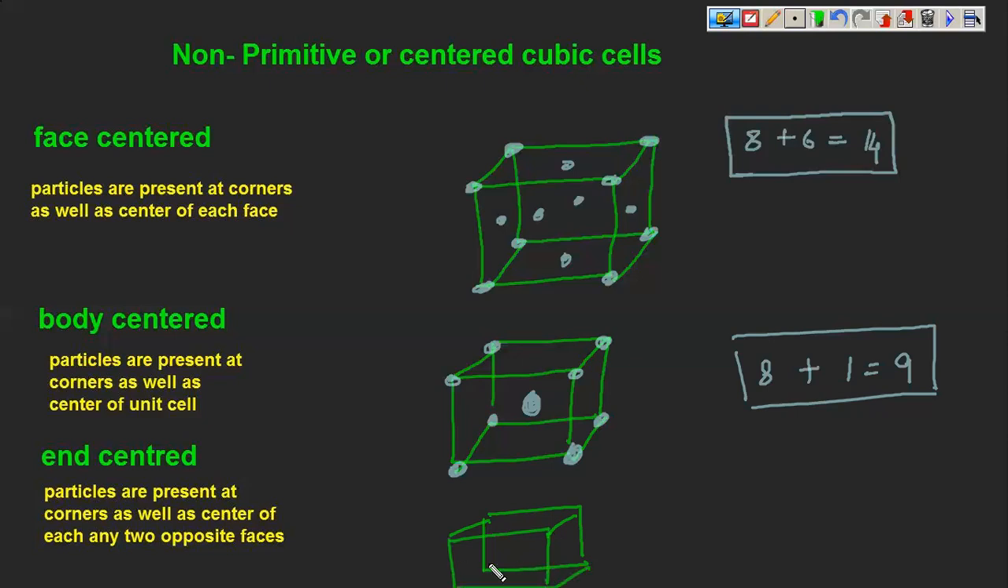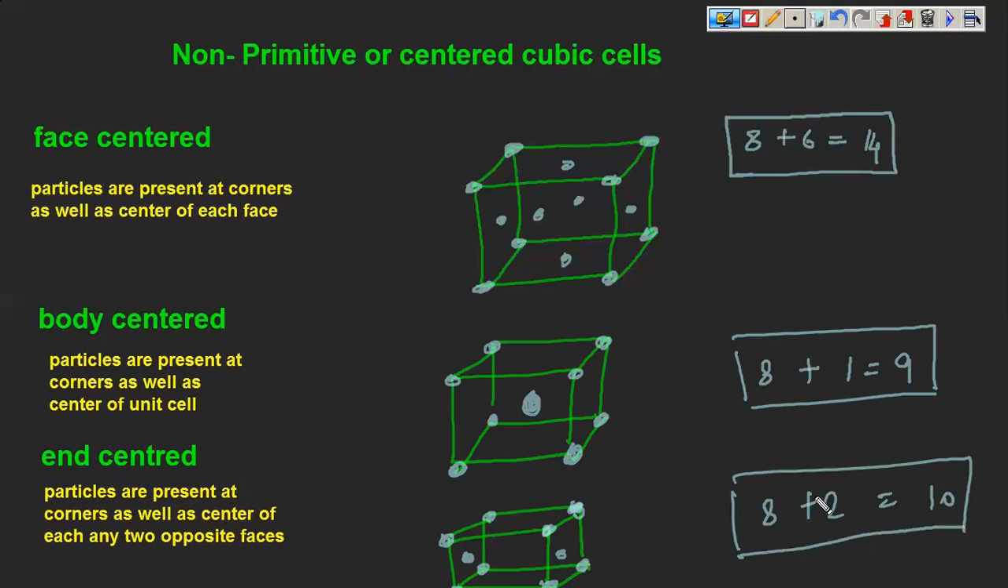Here particles are present at corners always. Particles are at corners like this: 1, 2, 3 to 8 particles are present at corners. So there are 8 lattice points at the corners, and any two opposite faces also have a particle. So the total number of lattice points is 8 at the corners and 2 at the faces, which becomes 10.